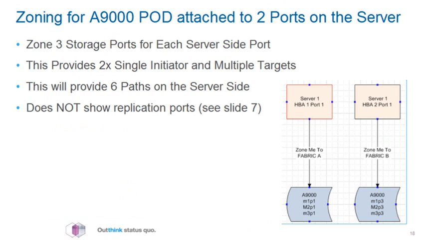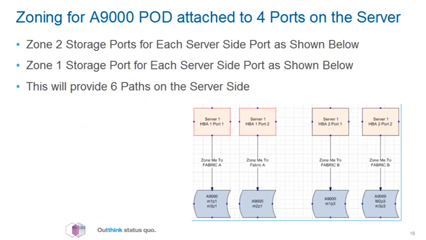All right, on slide 19, the A9000 pod attached to 2 ports on a server. So again, diagram on the lower right-hand side. Hopefully fairly straightforward. Please note that this does not show any replication ports, right, because we're only covering the standard storage connectivity. This provides you 6 paths on the server side, assuming you do it as the diagram depicts.